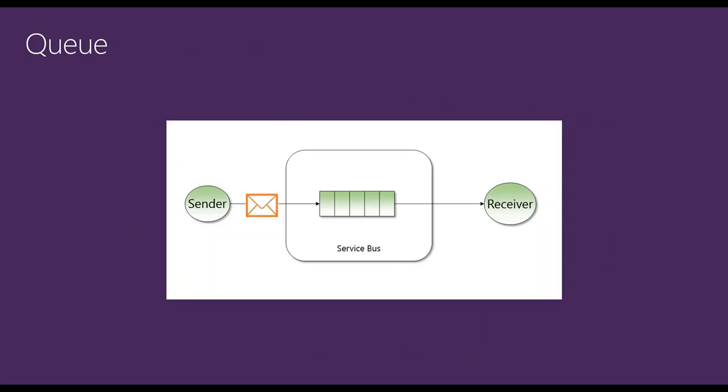So, if you're new to Service Bus messaging, one of the key concepts is that you've got this durable messaging which is based on a first in, first out pattern. A sender could send a message to a queue, disconnect, go and do something else, and at some point, either now or in the future, a receiver could come and collect that message and do something with it.